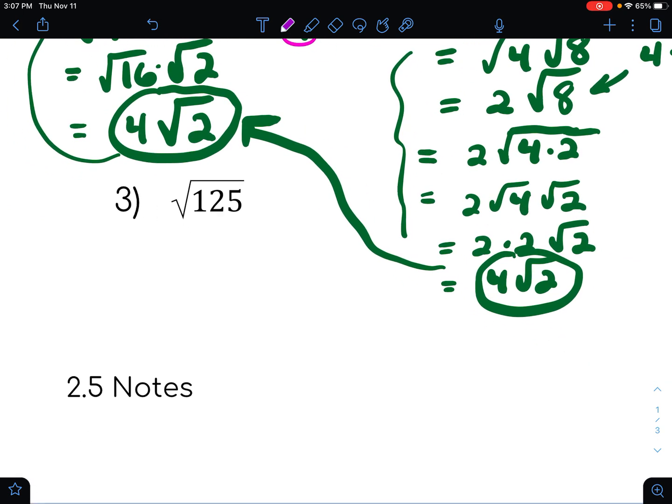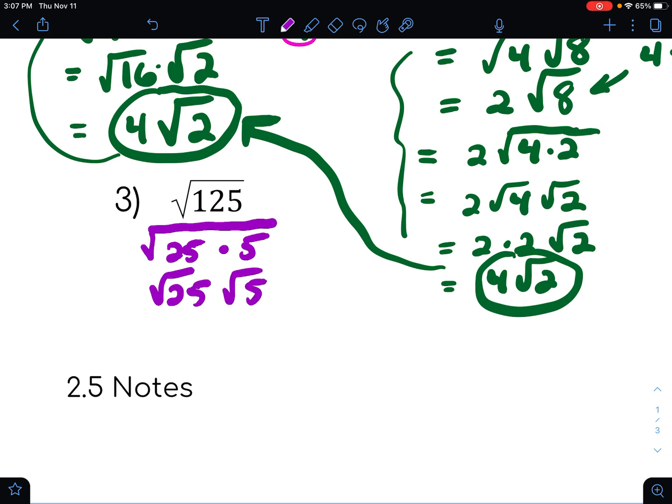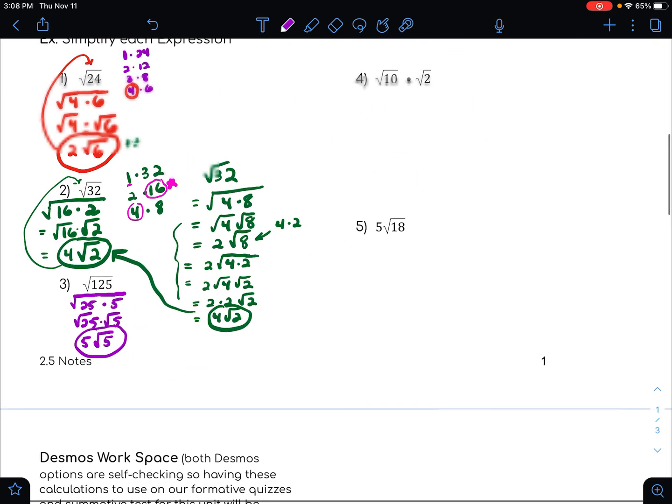All right, any perfect square factors? Yeah, and I'm not going to start listing out all the factors. I'm just going to start thinking, okay, what is a perfect square factor of 125? Okay, 25 is, right? So 25 times 5. So this becomes the square root of 25 times 5, which is the same thing as the square root of 25 times the square root of 5. Square root of 25 is 5. So 5 times the square root of 5 is our answer.